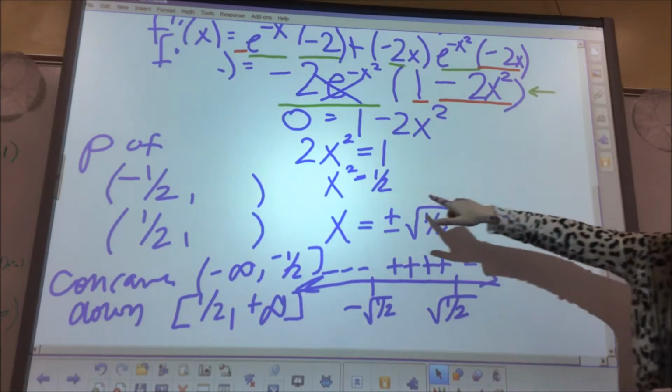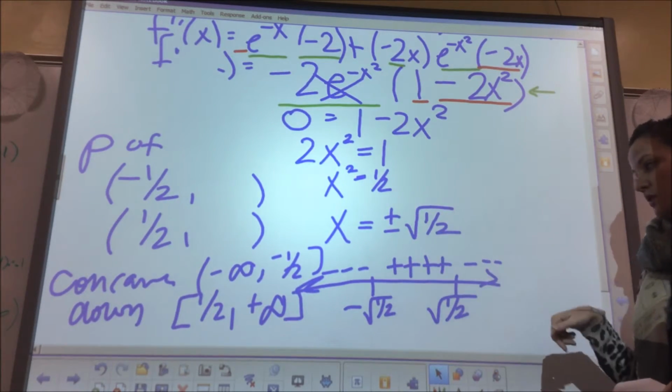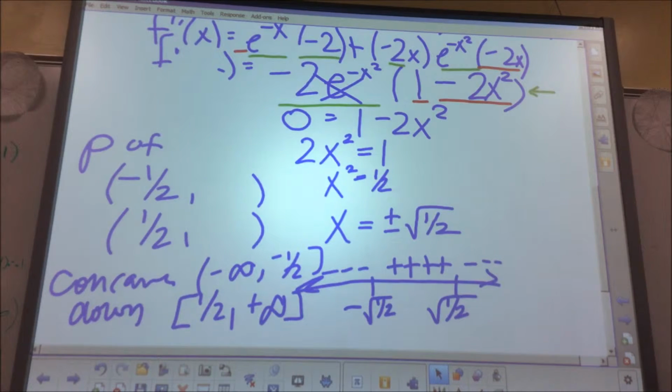So set that equal to 0. I get possible points of inflection at plus or minus the square root of 1/2. So I want us to go back to the actual definition of points of inflection that you wrote down in your notebook.